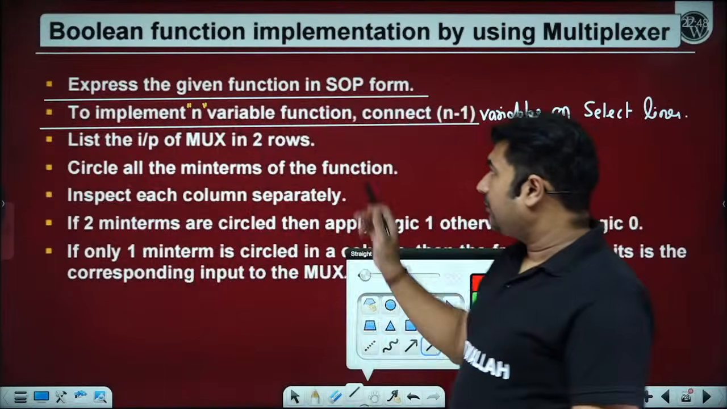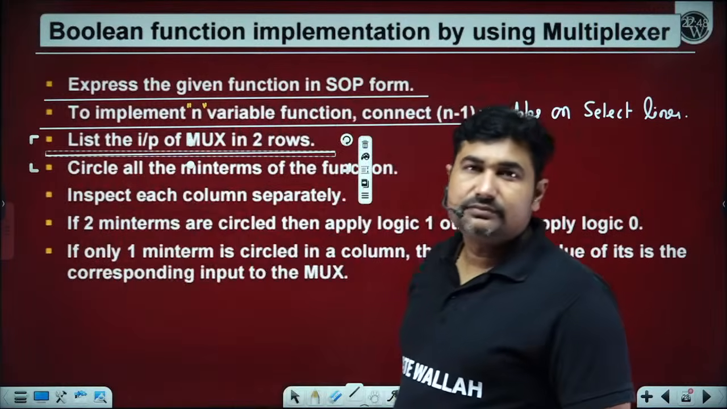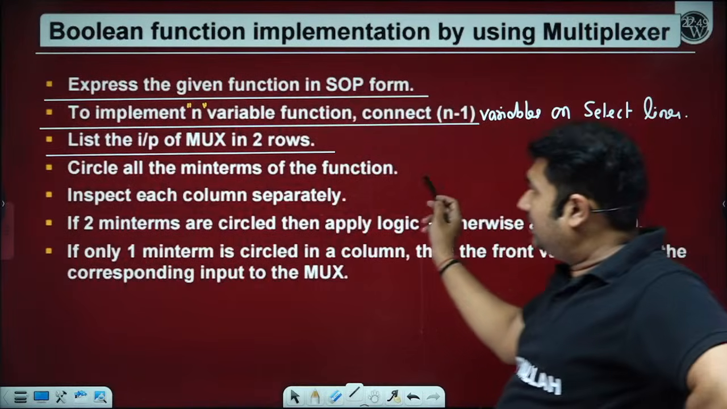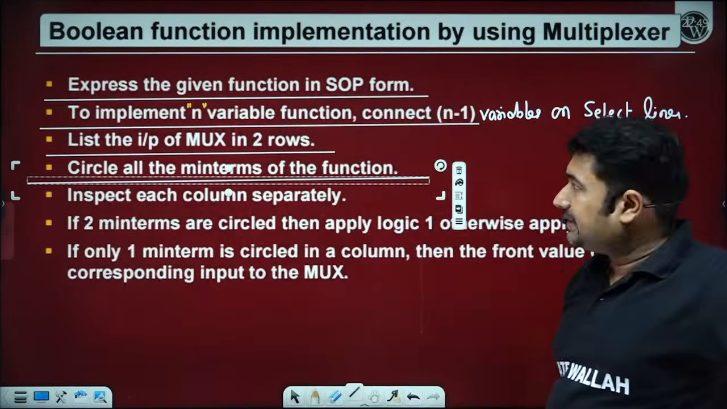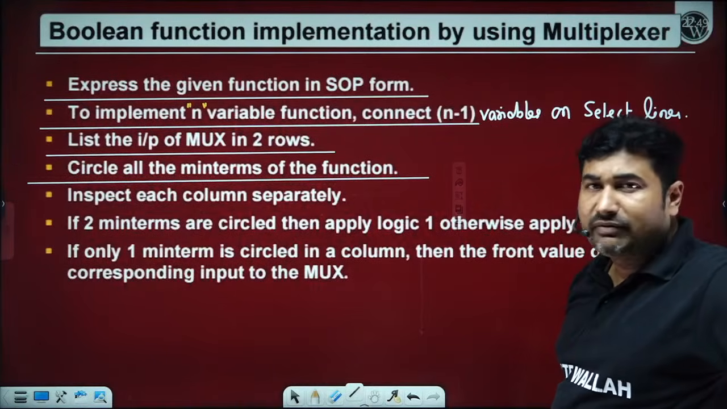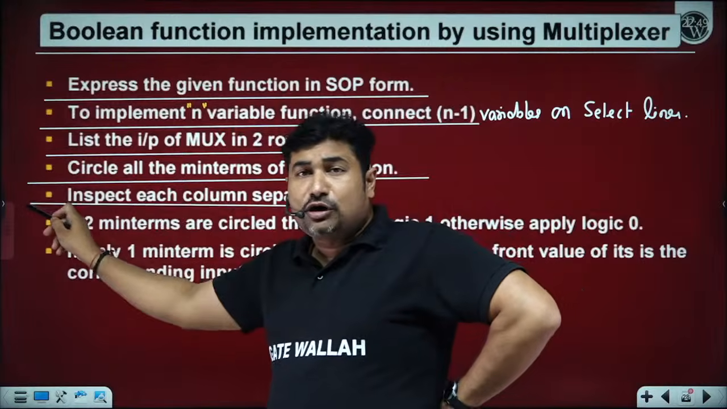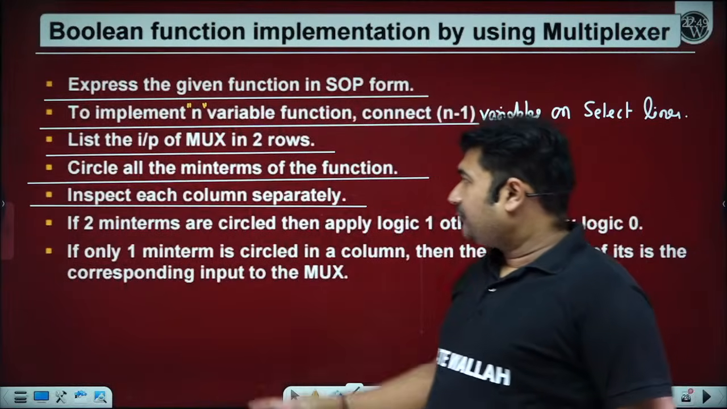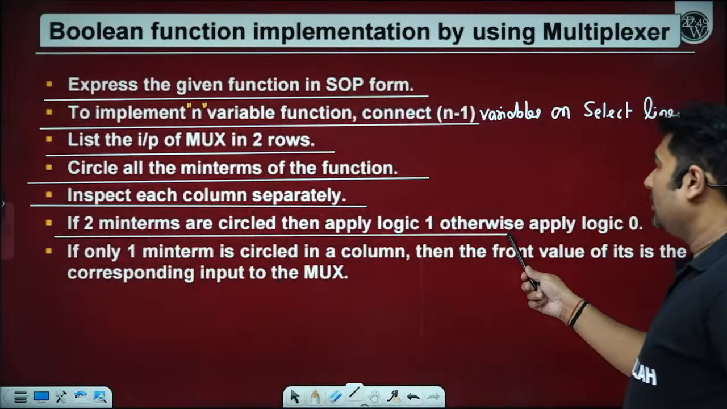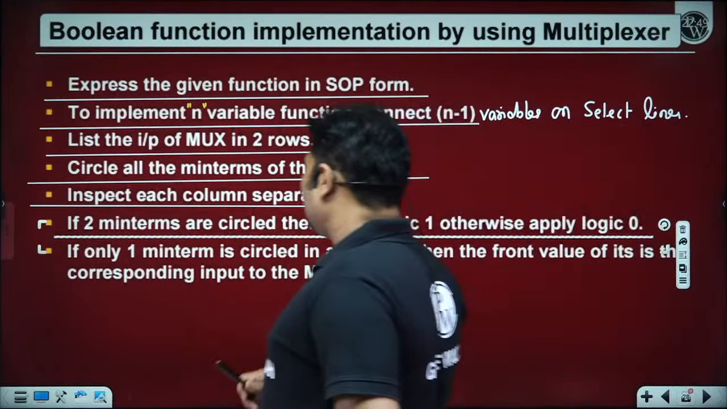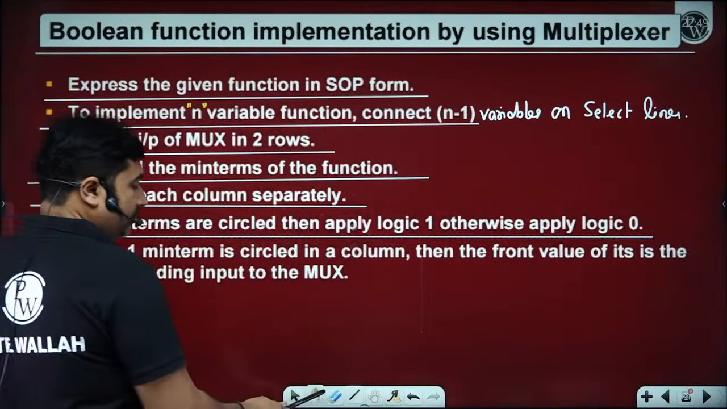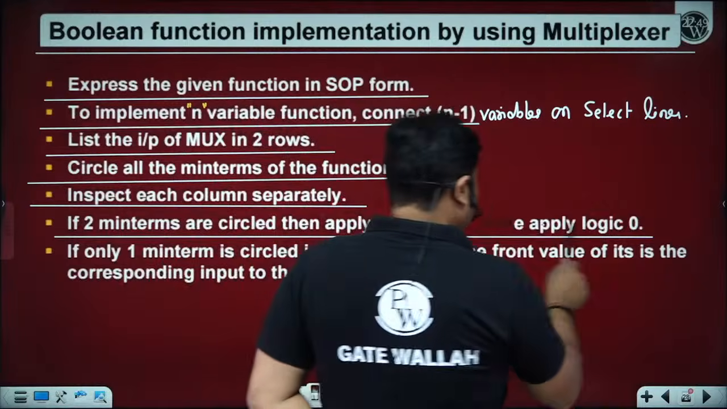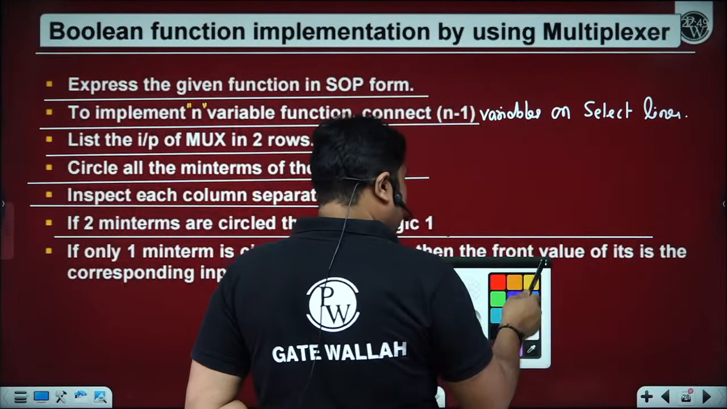Next, list the inputs of the mux in 2 different rows. Circle all the minterms of the function. Now inspect each column separately. If 2 minterms are circled, apply logic 1. If 2 minterms are not circled, apply logic 0.